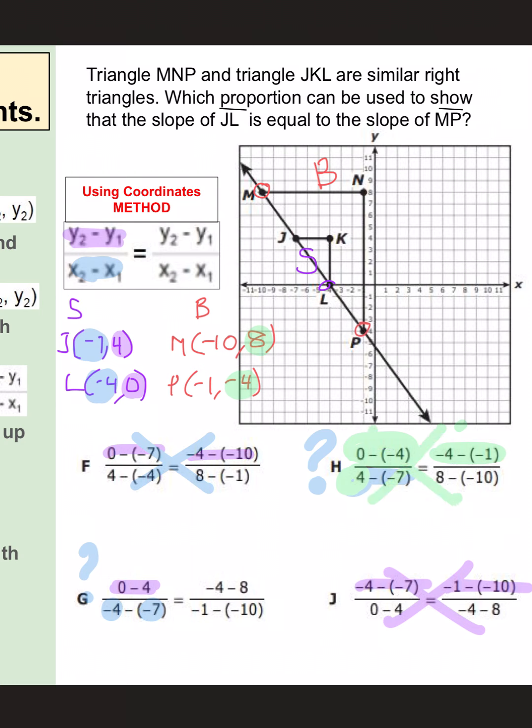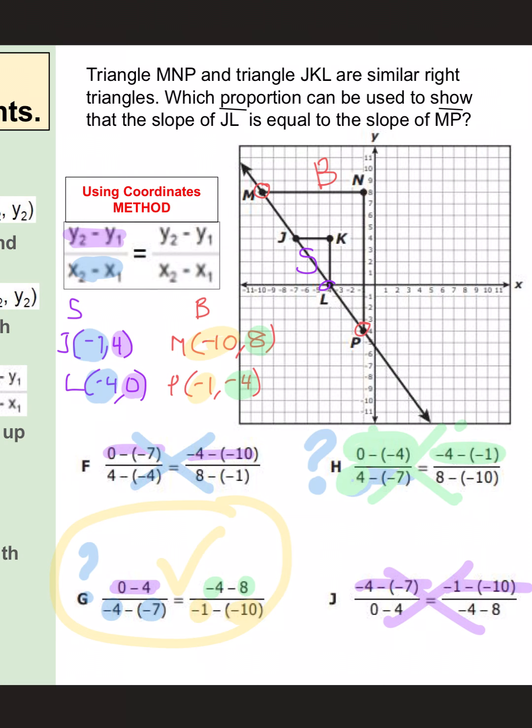Now I'm going to look at the other answer that I left a question mark on, and I see that there's a -4 and 8 in the numerator. When I look at the denominators, I should have -10 and -1 being subtracted, and I do. So then that means this is our answer. Okay, so that's one way you can solve this problem for which proportion would help you set this up.